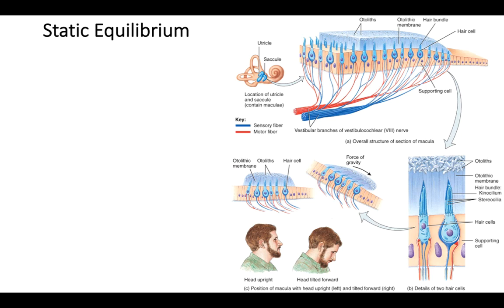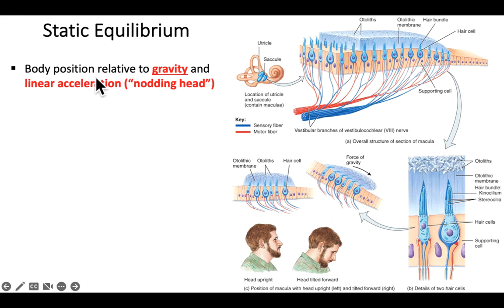So the first thing we're going to talk about is static equilibrium. It is position of the body, specifically the head, relative to gravity. All right. We also refer to this as linear acceleration of the head. All right. So if you're moving your head up and down, gravity changes, right? Gravity doesn't change, but the position of your head changes. In fact, and then affects how much force is on your head. So we need to be able to detect this.